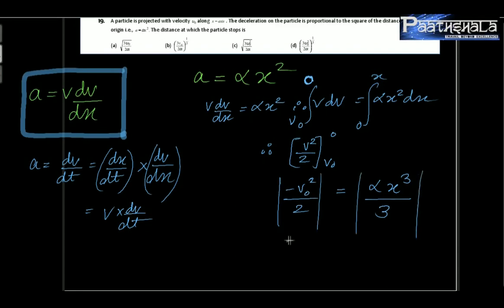So taking the magnitude, (3 v0 square upon 2 alpha) raised to 1 by 3 is the distance x at which the particle stops. So which option is that? Option D, right? D is the option. The correct option is D.